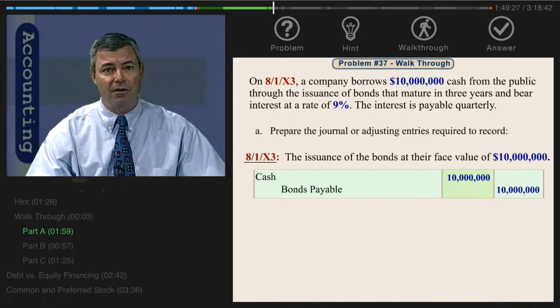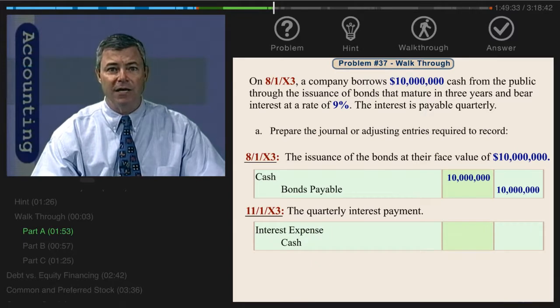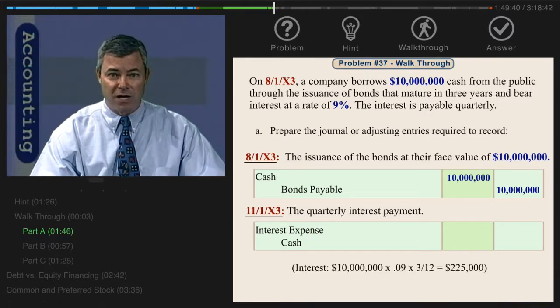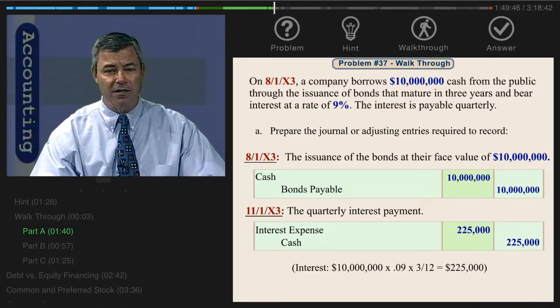Then 3 months later, on November 1st, the first quarterly interest payment is due. We'll have a credit to cash and a debit to interest expense for those 3 months worth of interest. The calculation of interest is $10 million times 9% for 3 months of a year, or 3/12. $225,000 is the amount of the credit and debit.